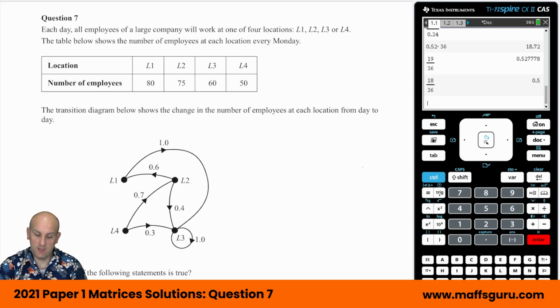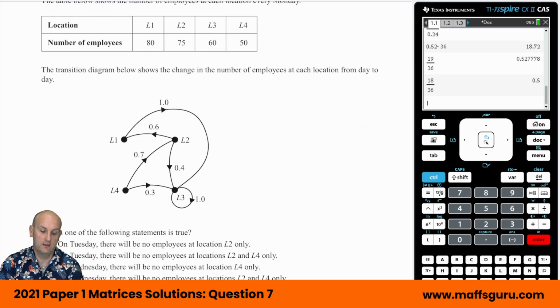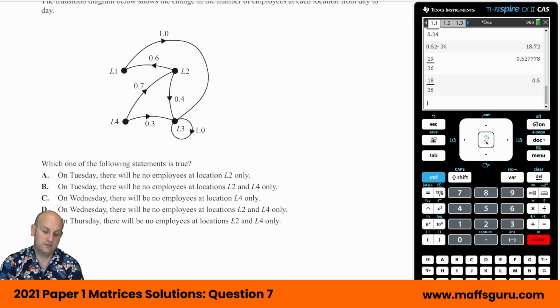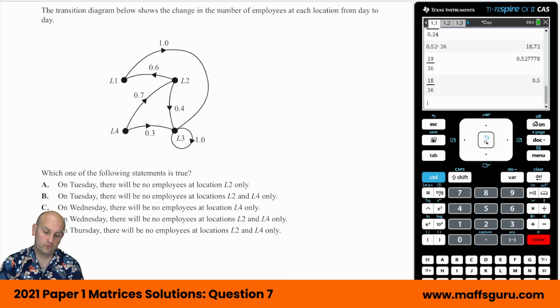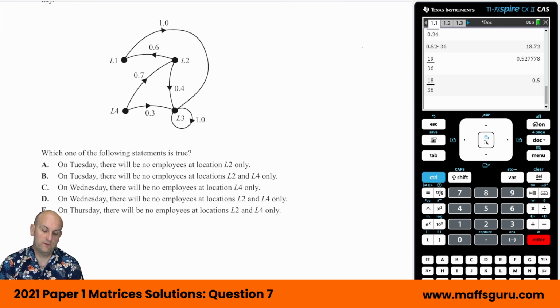Okay, question 7. Each day, all employees of a large company will work for at least one location, L1, L2, L3, L4. The table below shows the number of employees at each location every Monday. The transition diagram below shows the change in the number of employees from day to day. Lovely. Which one of the following statements is true?